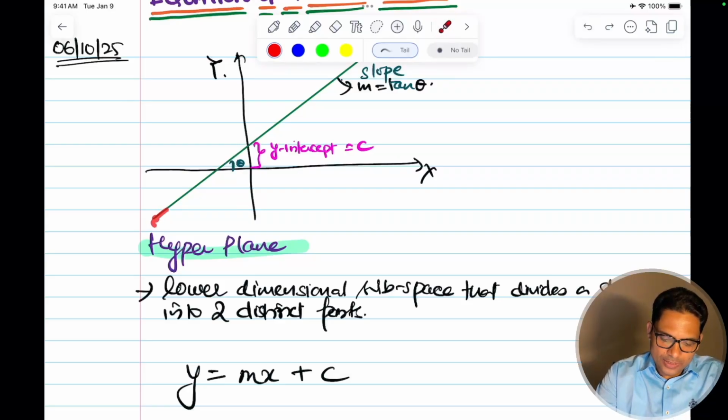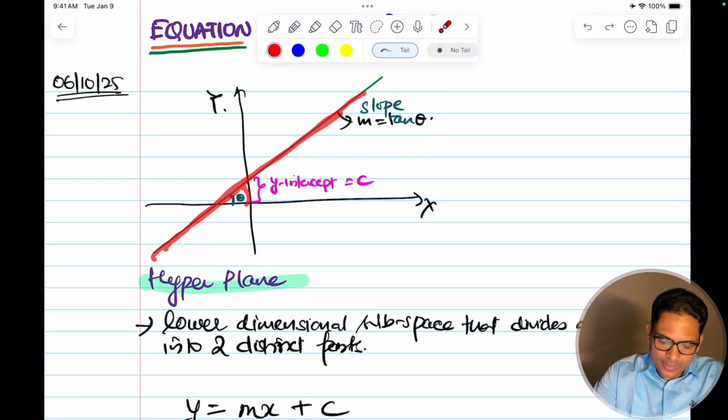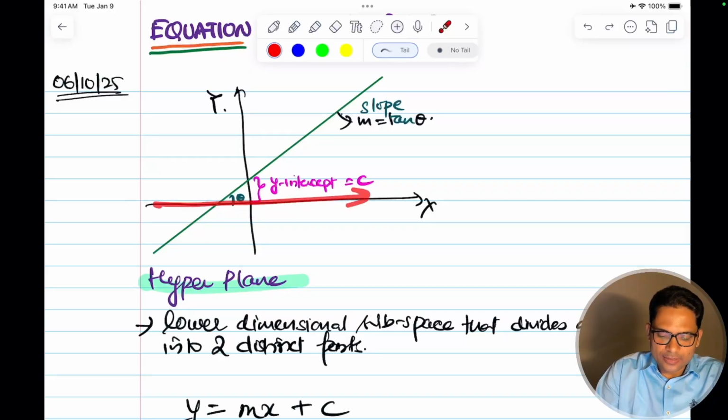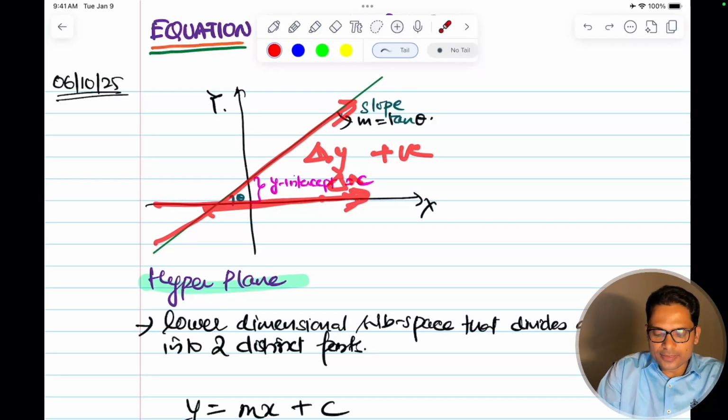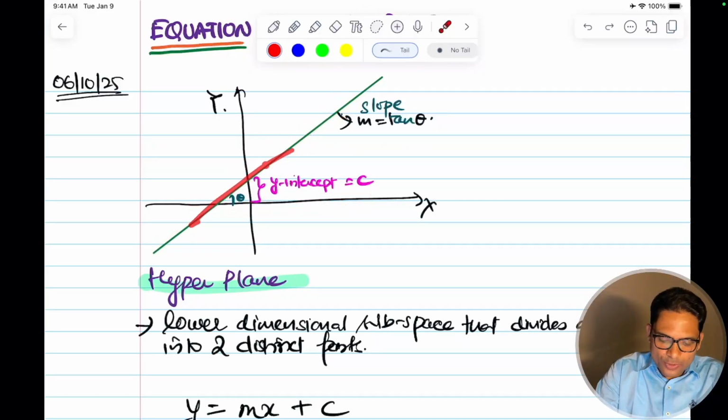Equation of this line. So what is the slope of this line? This is positive, because as x increases, moving to the right, y is also increasing. So the rate of change of y with respect to x is always positive. If x increases, then y also increases. So this is a positive slope.